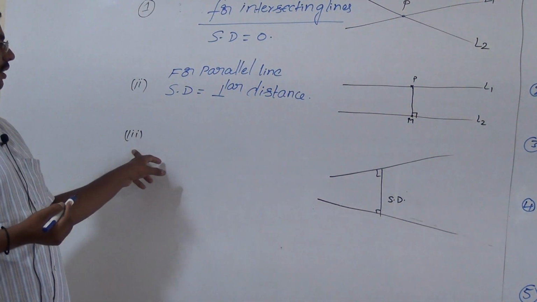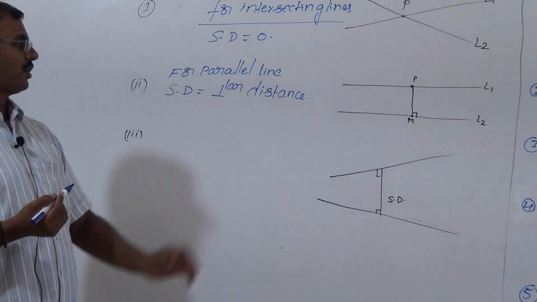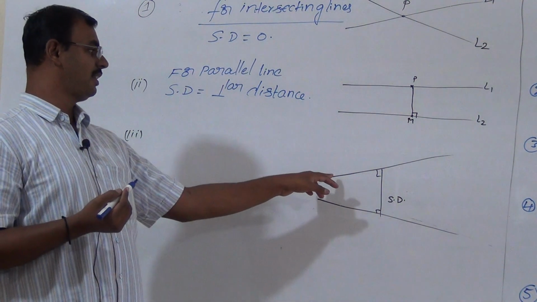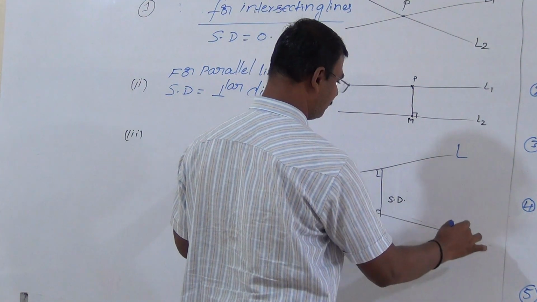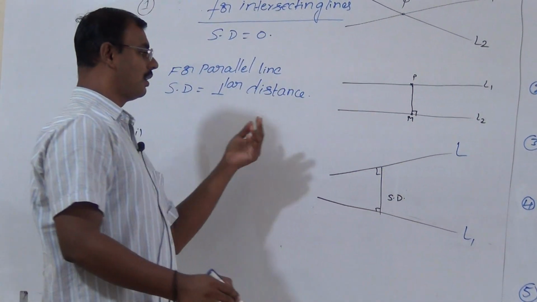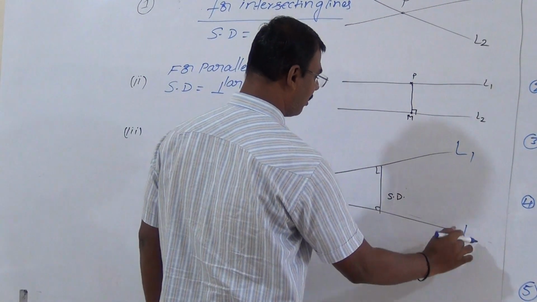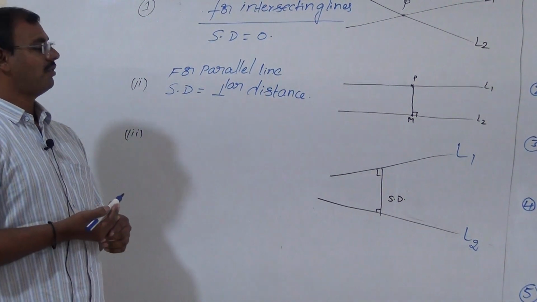Next, the third one, for skew lines. What is meant by skew lines? Skew lines means neither parallel nor perpendicular. That means neither nor. So these are called neither parallel nor intersecting. I will show those values here.